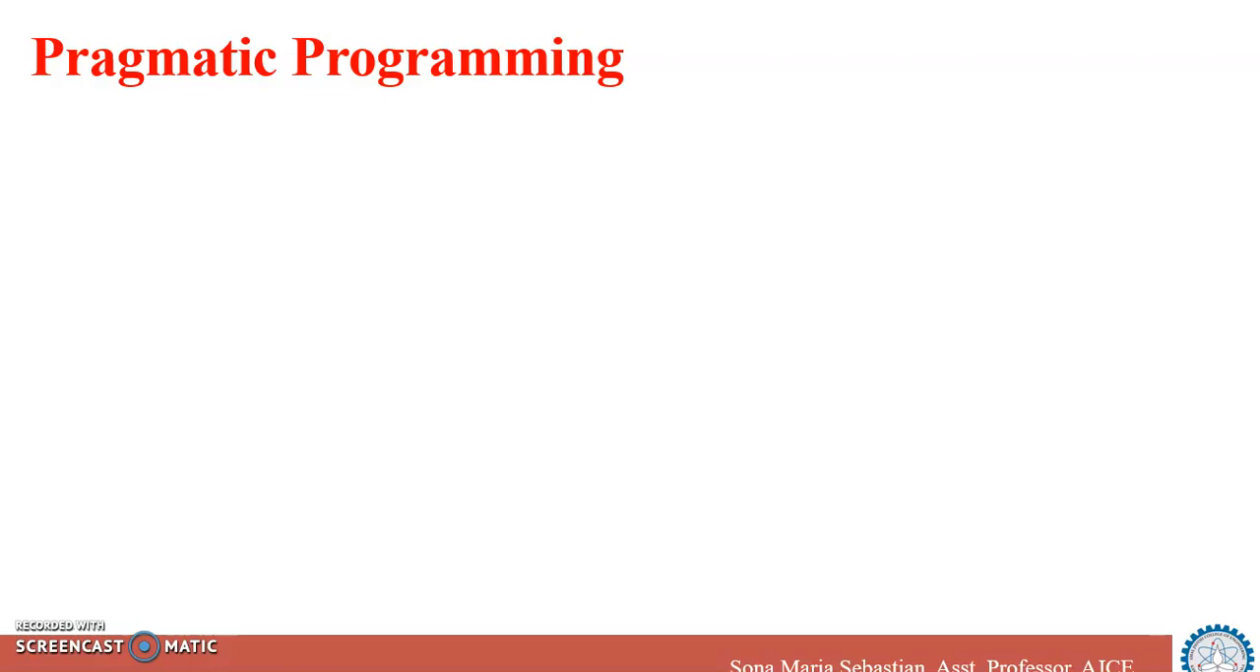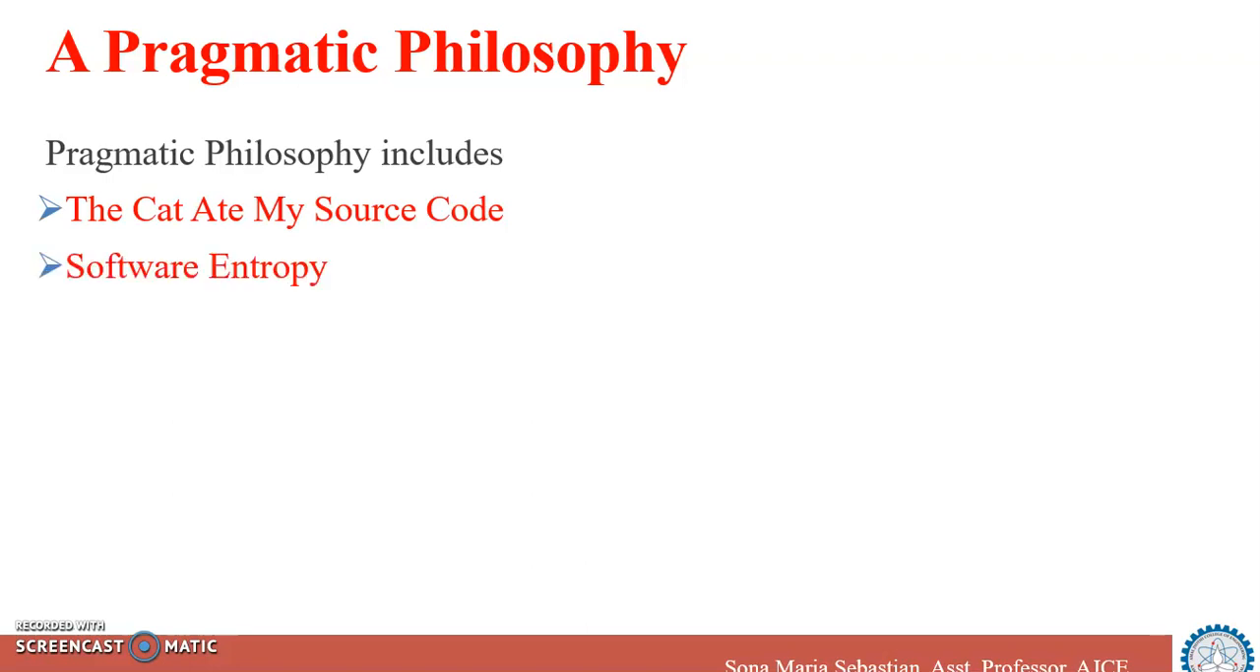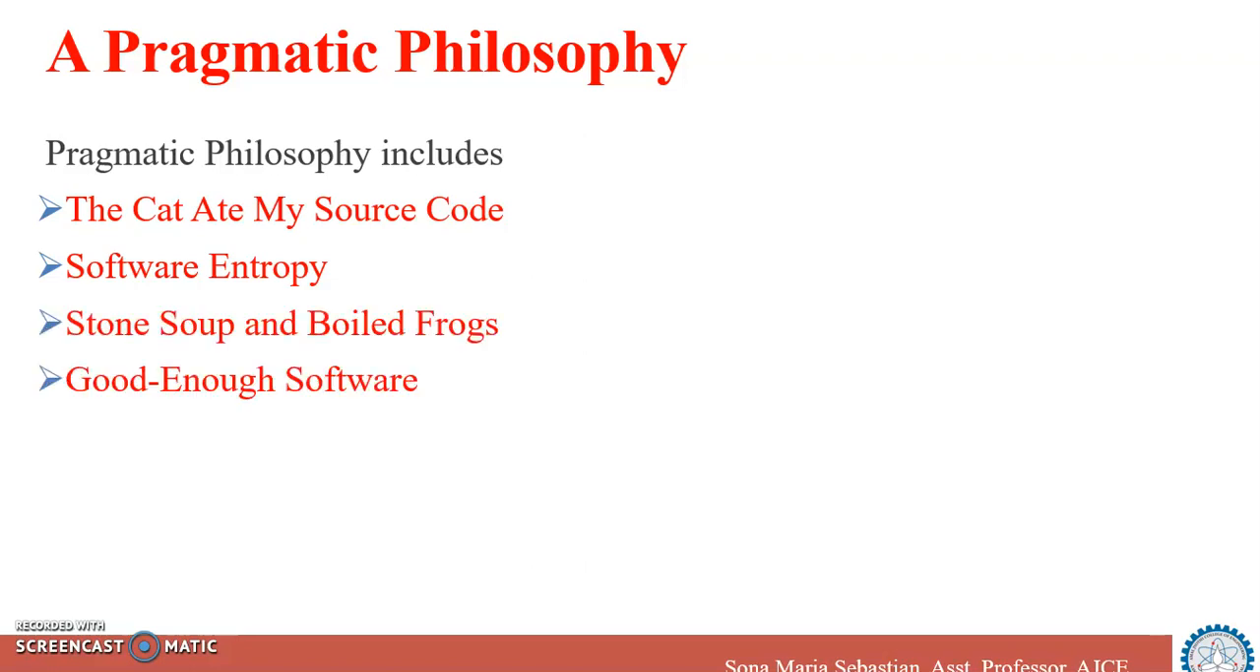What do you mean by pragmatic programming? Pragmatics means dealing with things in a practical and realistic way. Let us discuss the 6 key points in pragmatic philosophy. They are: first one, the cat ate my source code. Second one, software entropy. Third one, stone soup and boiled frogs. Next one, good enough software. Next one, your knowledge portfolio, and finally, communicate.